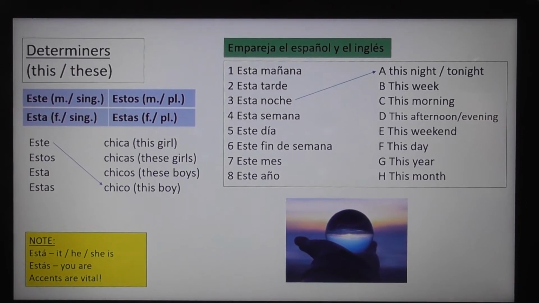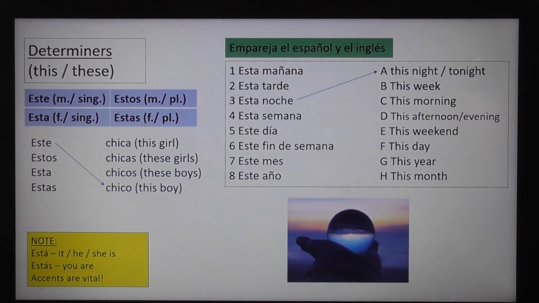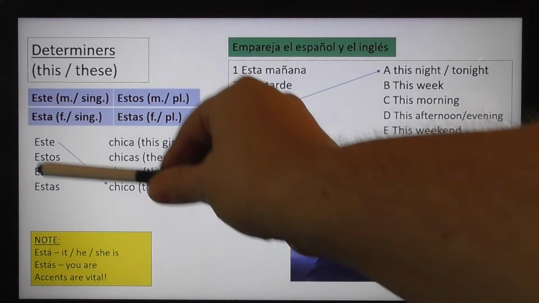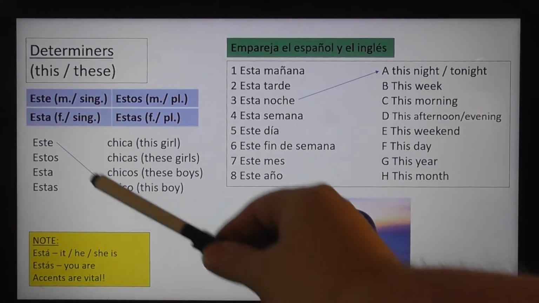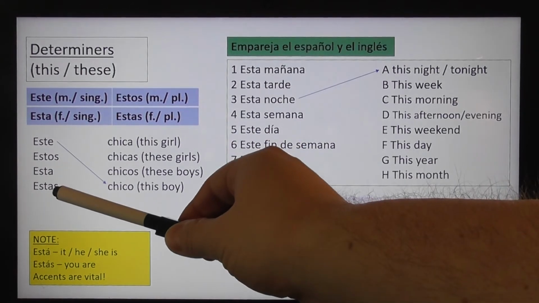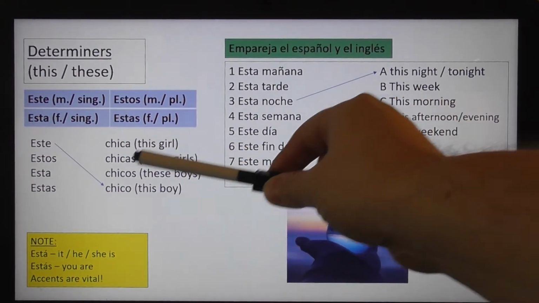It's quite difficult to say, isn't it? Demonstrative determiners. Basically, posh word meaning this and these. So, first thing I want you to do is have a look how to form the words this and these in Spanish. So here are the Spanish words, este, estos, esta, estas, and the equivalent English.